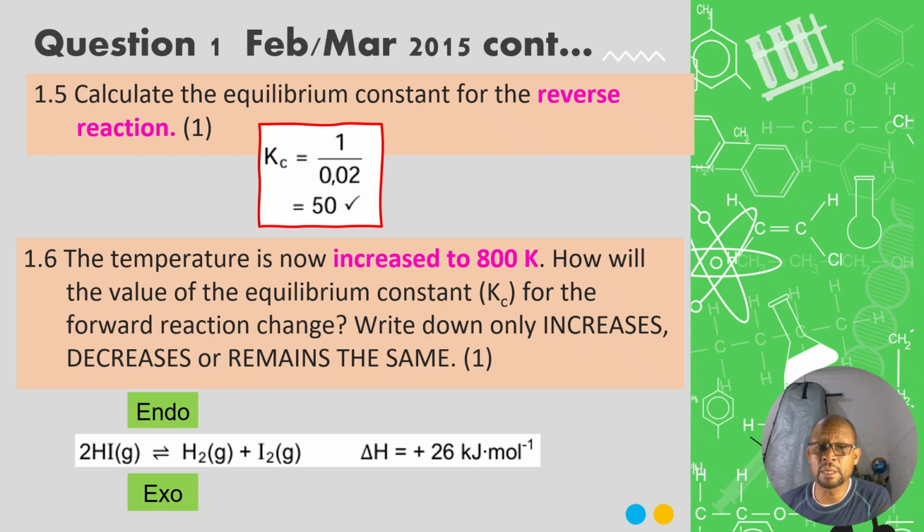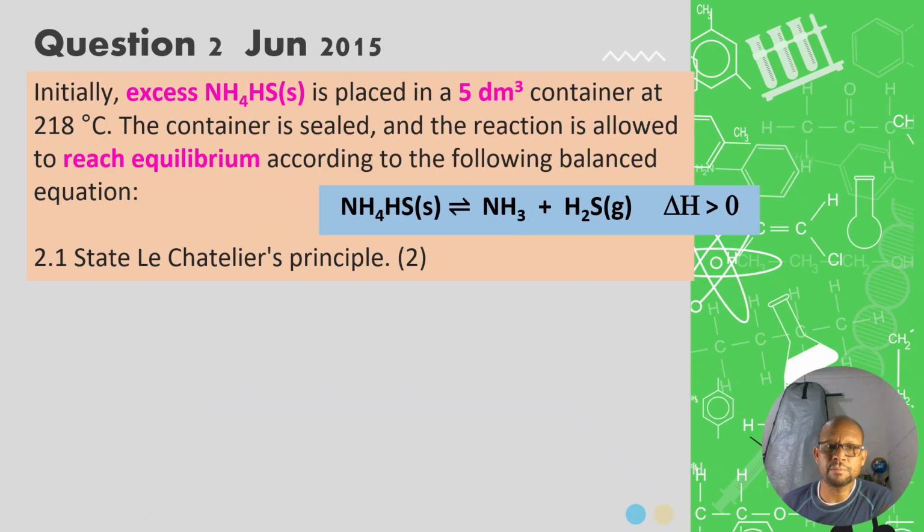So the endothermic is faster compared to exothermic, and my Kc value is going to increase because the concentration of the products is increased way more than the concentration of the reactants. Okay, so that's the answer for 1.6.